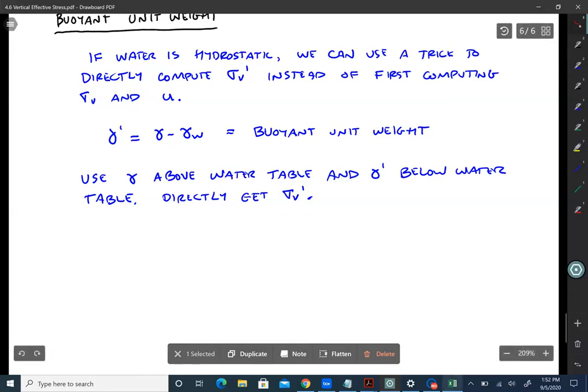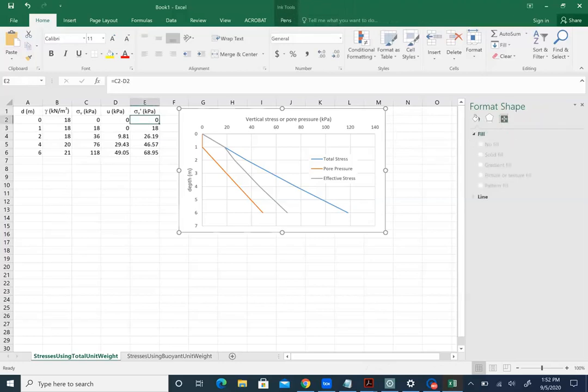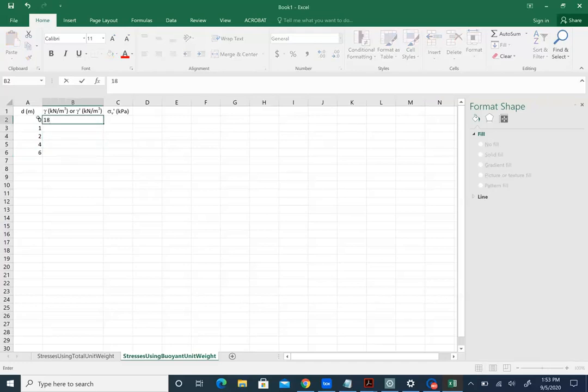So let's go back over here. We know that we've got these values of sigma V prime, right? 0 at the top, 68.95 at the bottom. Let's go down to this other tab, and we've got our depths. Let's see, it was 0, 1, 2, 4, and 6. Gamma was 18 at 1 meter depth. Now I'm going to use gamma prime. So I'm going to do equals 18 minus 9.81. So 18 is the total unit weight, 9.81 is the unit weight of water.